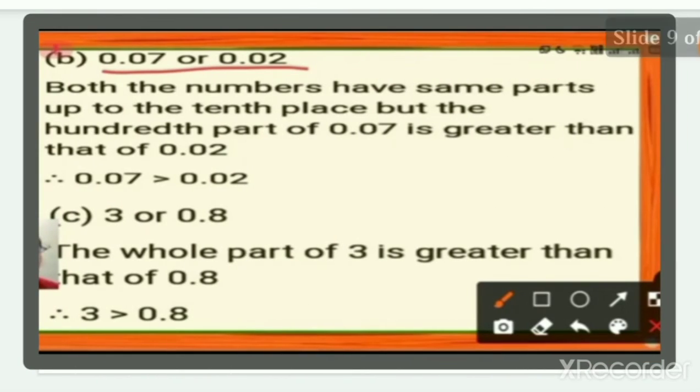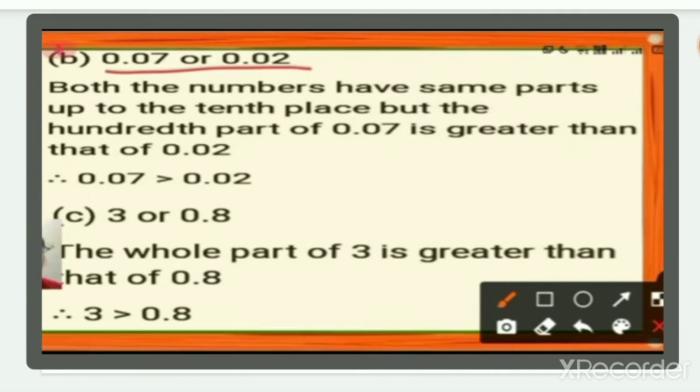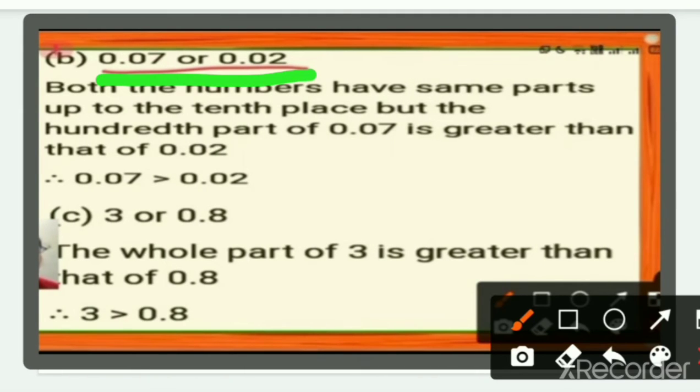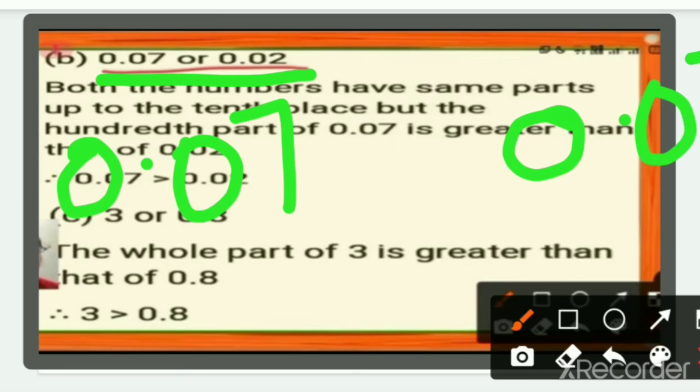Now moving to question B, we have 0.07 or 0.02. Both the numbers have the same parts up to the tenths place, but the hundredths part of 0.07 is greater than that of 0.02. It means which number is greater? It is given 0.07 and this is given 0.02. The hundredths part is 7, so it will be greater than 0.02.